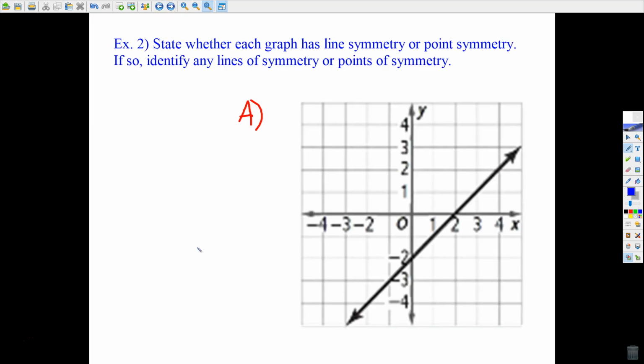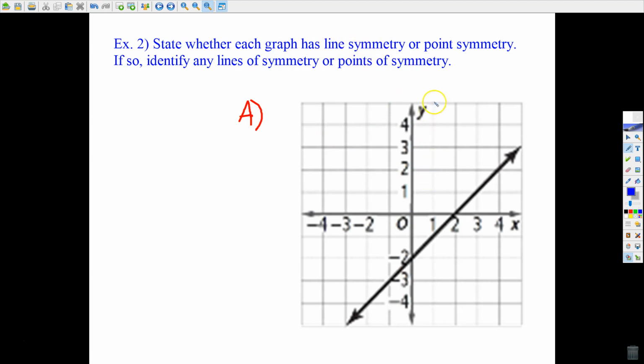All right, and then we're going to look at this idea of symmetry, and I've given you some graphs, and you'll be doing the same thing when you practice. You're going to be looking at graphs, and you're going to decide whether or not a graph has line symmetry or point symmetry. It is possible that it doesn't have either, doesn't have any symmetry. So let's just take a look at each.